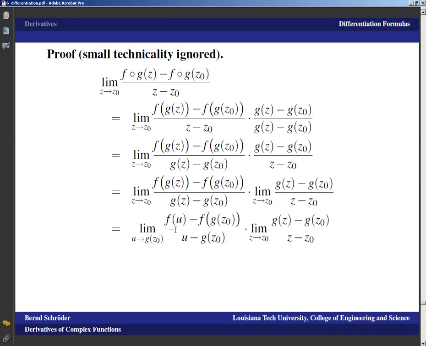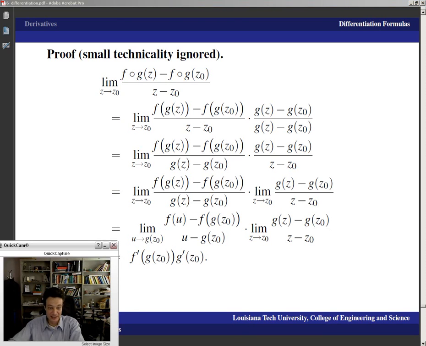So now we really have a difference quotient of f at g(z0) here. The latter difference quotient for g stays the same, and then this is f prime of g(z0) times g prime of z0. And that looks like a proof, and it feels fairly convincing.